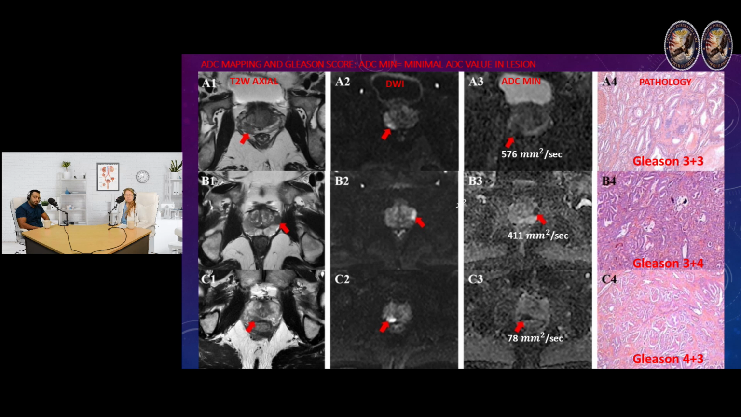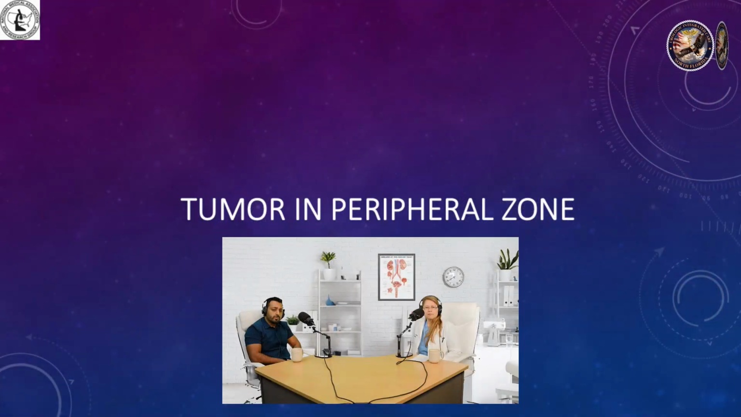And this corresponds to a Gleason 3+4. And in the C row, we have, again, a tumor in the peripheral zone, very posterior there on the right side, going midline, bright with diffusion weighted image and a value of 78, which is really low, and this was a Gleason 4+3. Again, these are images from the internet, and I'll be happy to give you the references.